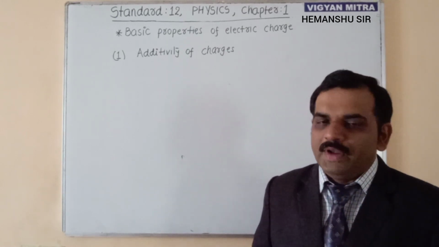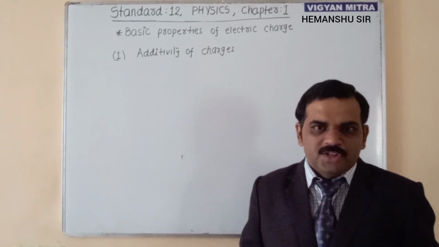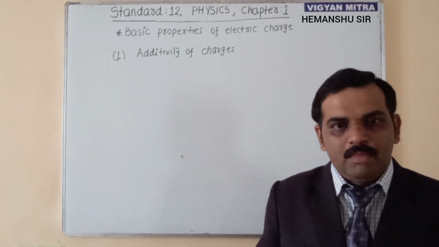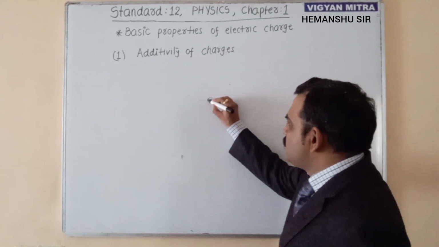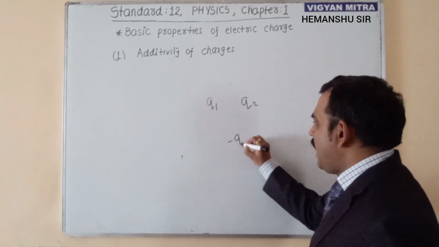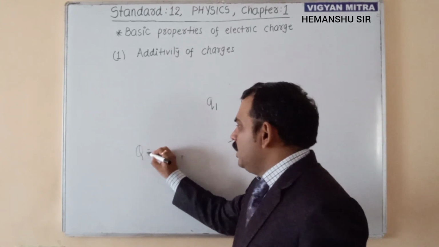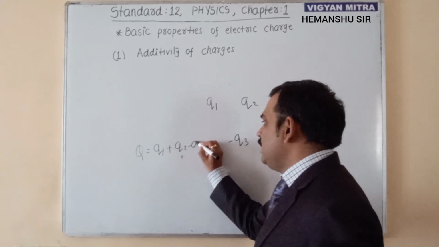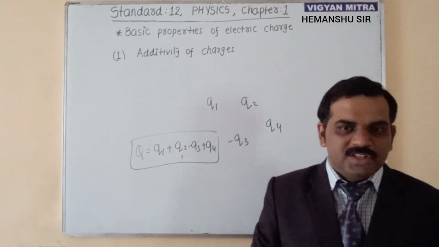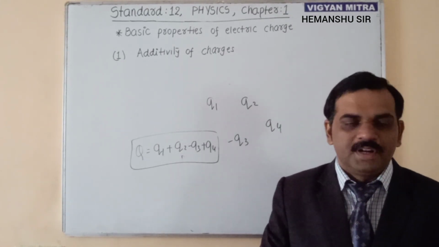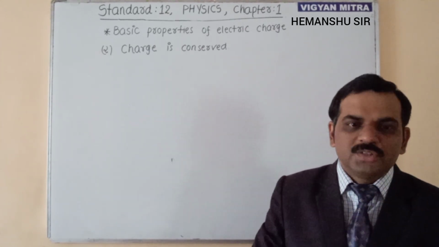Basic properties of electric charges. Number 1, additivity of charges. Total charge on a body is the algebraic sum of all the charges located anywhere on the body. If the system has charges Q1, Q2, minus Q3, Q4, then the total charge is given by Q1 + Q2 − Q3 + Q4. While adding the charges, their sign must be taken into consideration. Charge is conserved. Total charge of an isolated system is always conserved.